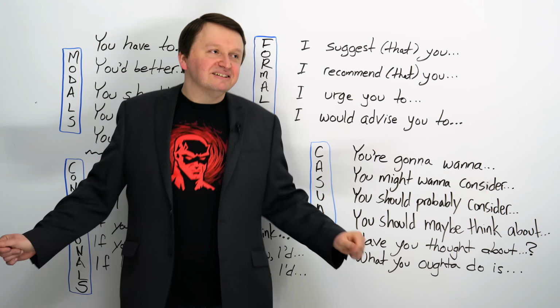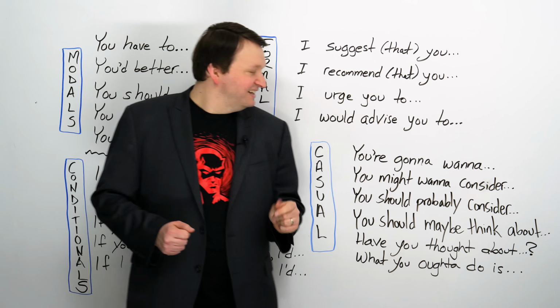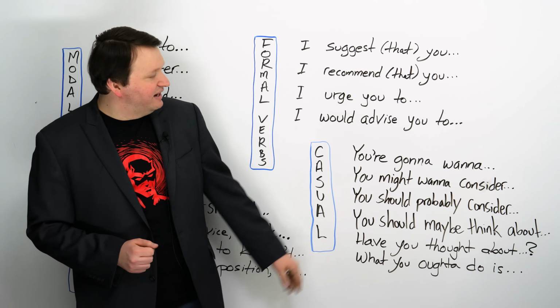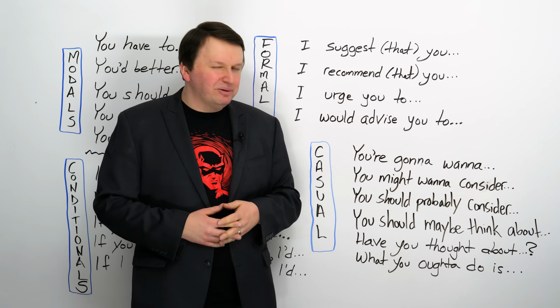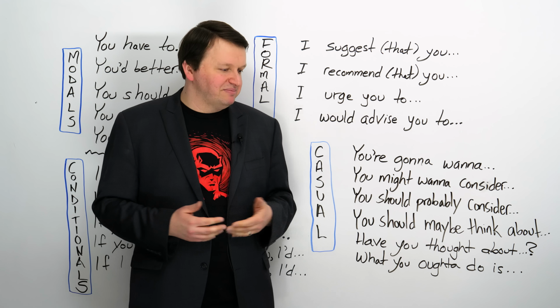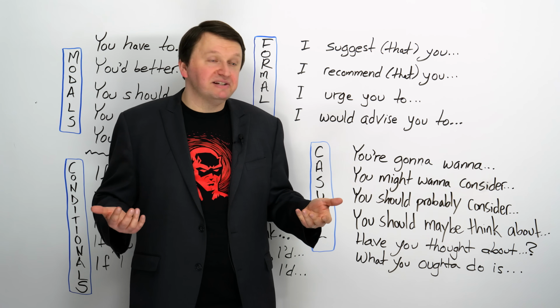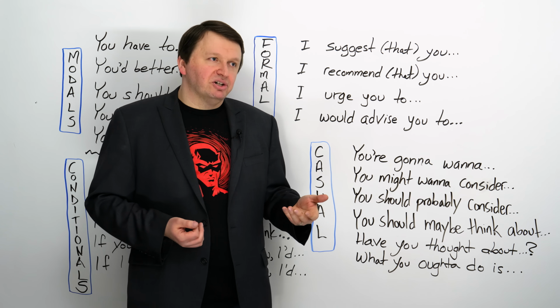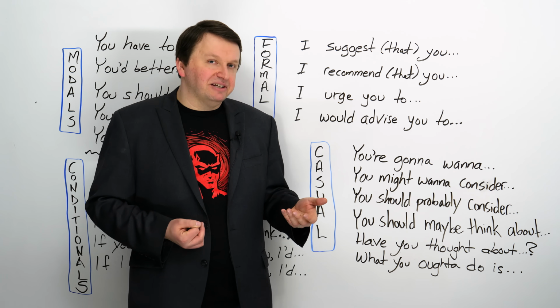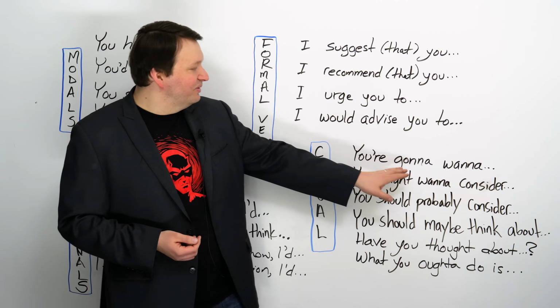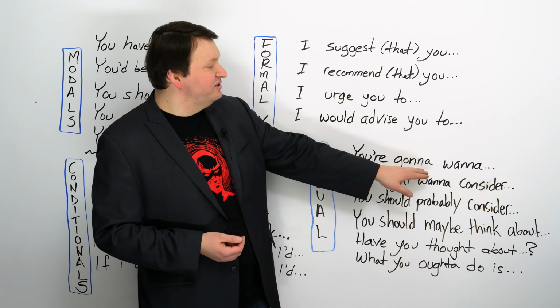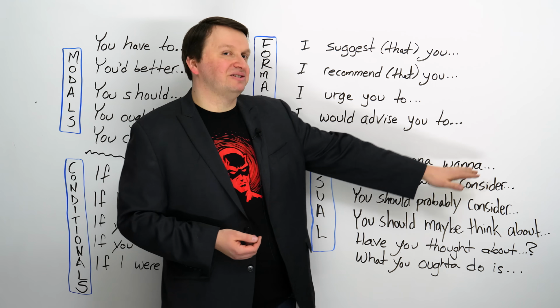Yeah, this is the good stuff, right? So casual advice. Well, what would you do if you were me? Like my mom kicked me out of my house. I have no place to live. Well, you're gonna wanna find a new place to live. So here you see gonna wanna. You are going to want to.